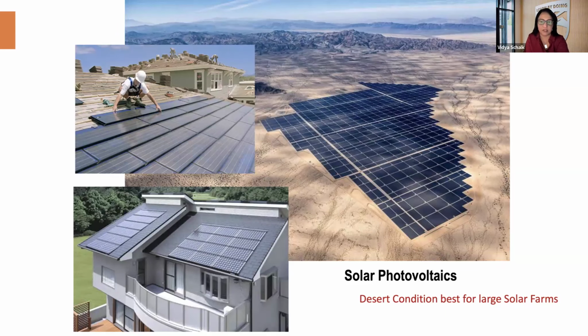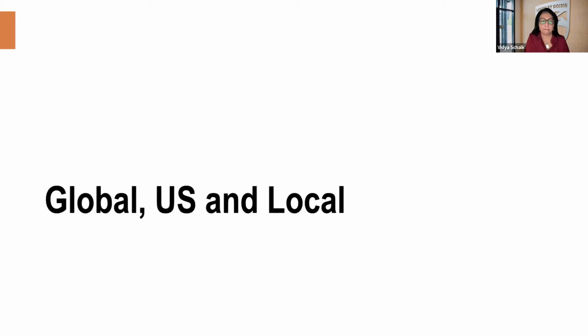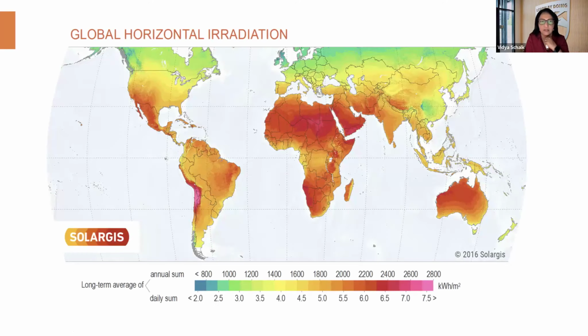Then I show them this. That's, by the way, the Mojave Desert, where solar panels are used. And then we look at the global, US, and local levels, and this is a really nice irradiation chart. This is to show how much sunshine is available around the world.